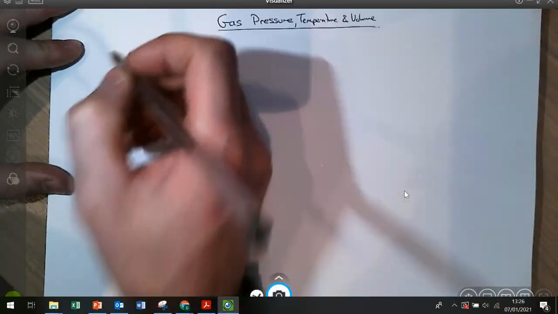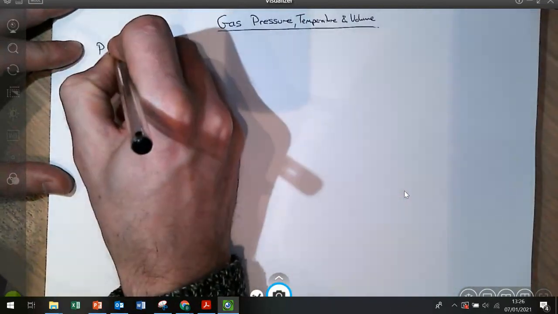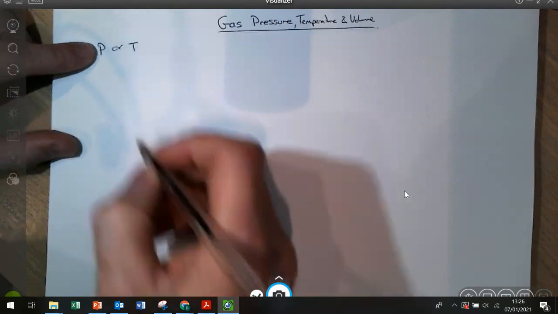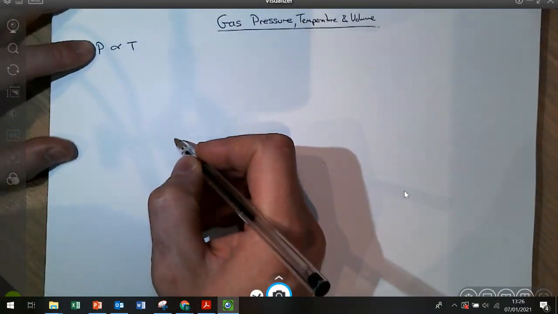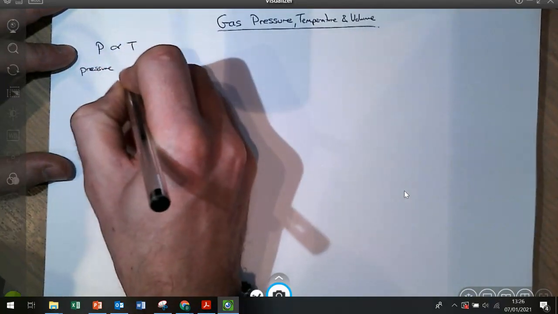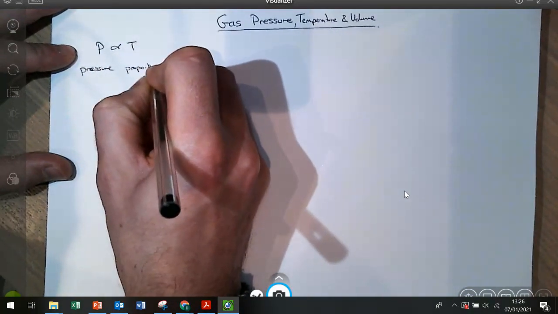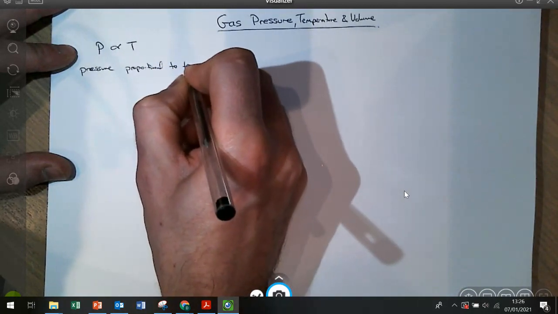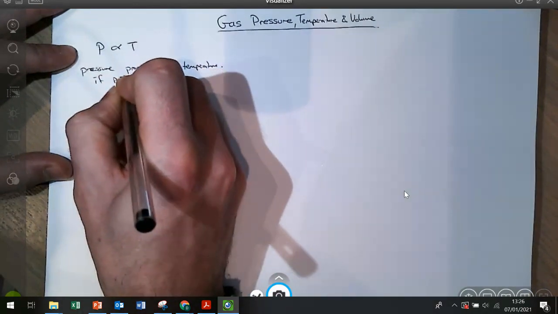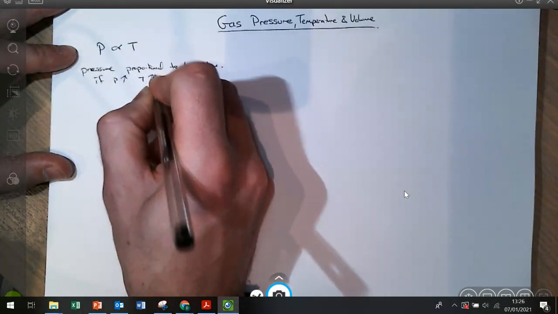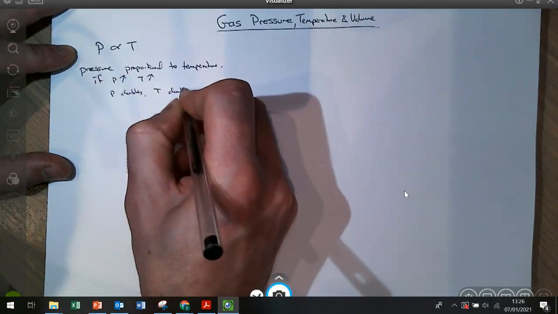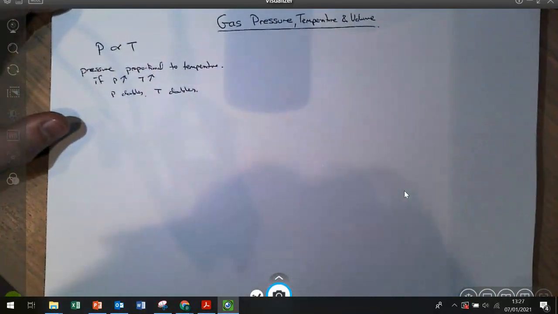So the first thing for combined is that pressure is proportional to temperature. Now, actually, we don't need to know the maths of this in combined. We only need to know it qualitatively. So all we need to know is that pressure is directly proportional to temperature. So if the pressure increases, the temperature increases. If the pressure doubles, the temperature doubles. If the pressure halves, the temperature halves, etc.